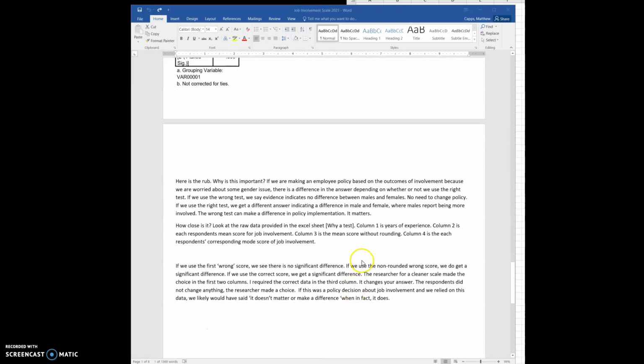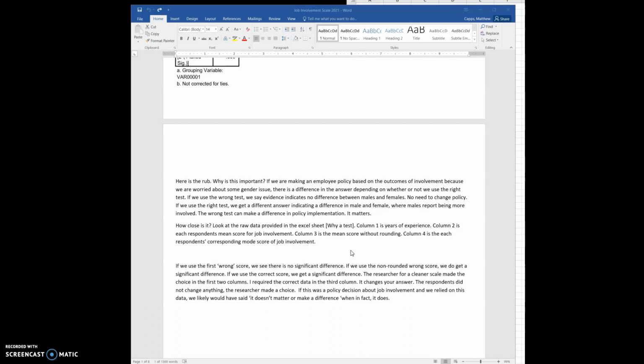Here's the rub. Why is this important? If we're making a policy decision based on the outcomes of involvement and we're worried about gender as an issue, there's a difference in the answer depending on whether we use the right test or the wrong test. If we use the wrong test, we say there is no difference between males and females. No need to change the policy. If we use the right test, we get a very different answer indicating a difference between males and females. So we've made a mistake.